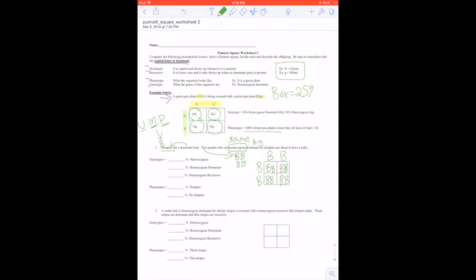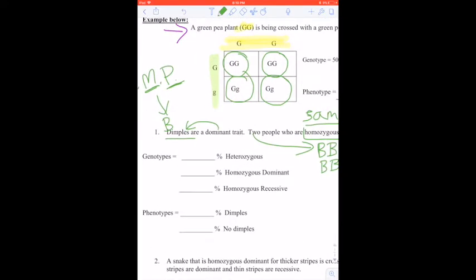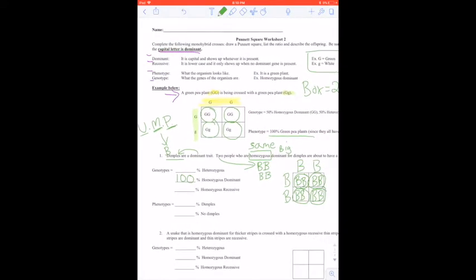All right, so now I have to look at the percentages. I have capital B, capital B. That is the same, so it's homozygous, and it's capital, so we call it homozygous dominant. Every one of these boxes is like that, homozygous dominant. So when I go over to my genotypes, I can write 100% homozygous dominant, and that means that I don't have anything else. Since I named them all homozygous dominant, you could put zeros for the other choices.